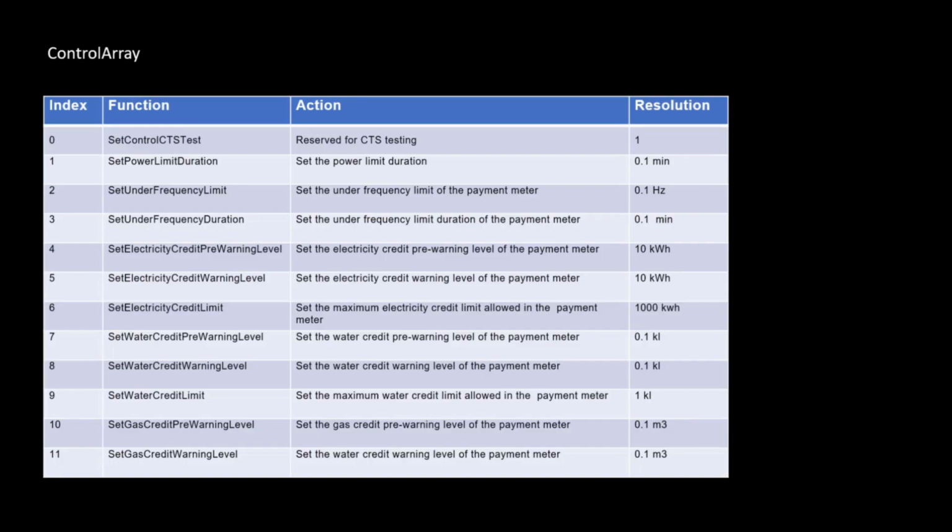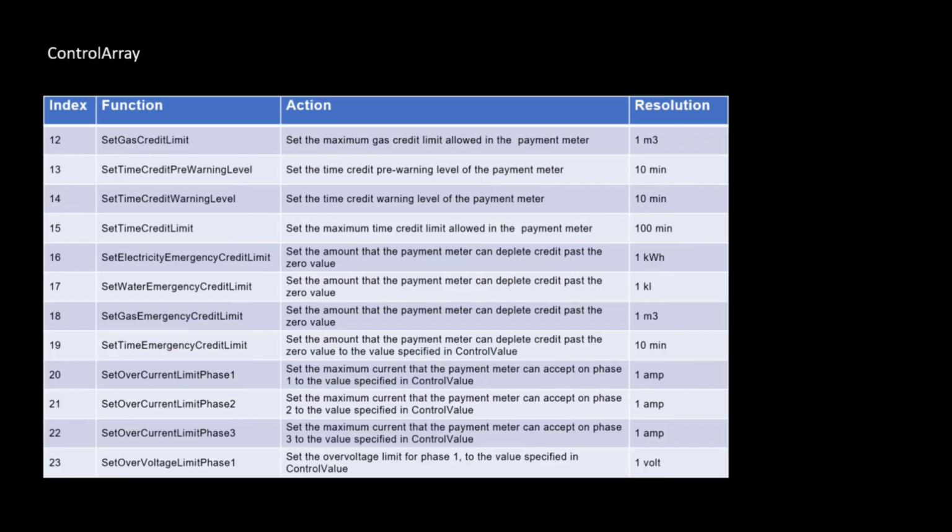In the control array, you can see that, for example, you can set a power limit duration, that's index 1, in 0.1 minute resolution or increments. And if you look at, for example, set electricity credit limit under index number 6, this sets the maximum electricity credit limit allowed in the payment meter, and in that case the resolution is 1000 kilowatt hours, because obviously the credit register is quite large, and so on. So this gives you the resolution of each of these registers and what you can in concept do with them.